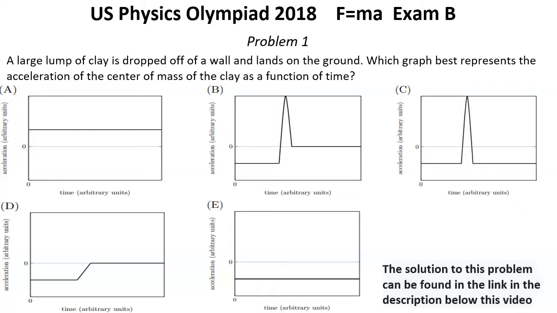US Physics Olympiad, year 2018. F equals ma, Exam B. This year, the exam was split into two different days, and you could participate in either day A or day B. The conditions for participation were the same. 25 problems for 75 minutes.